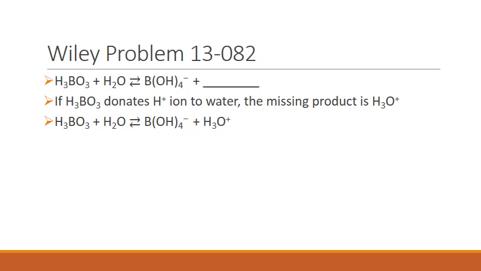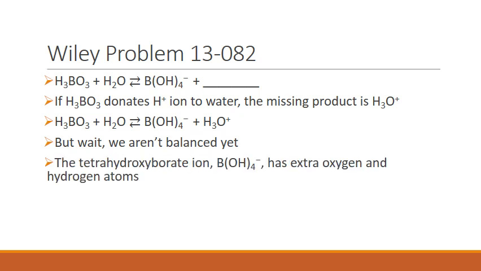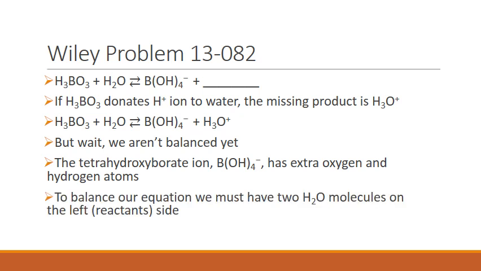There's our reaction, but we're not done yet because it's not balanced. If we count the hydrogens and the oxygens on the left and right, they're not going to be equal. This tetrahydroxyborate, the BOH4-, has an extra oxygen and hydrogen. So to balance our equation, we have to have 2 water molecules on the reactant side.